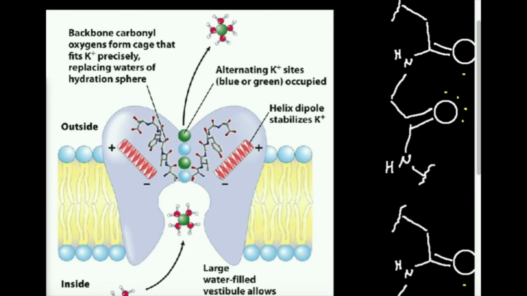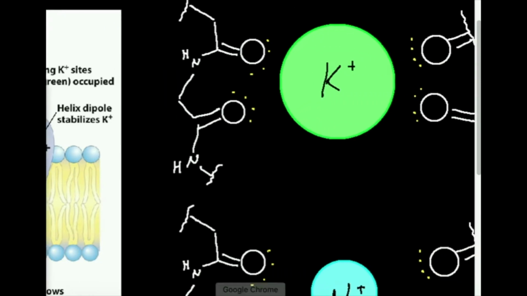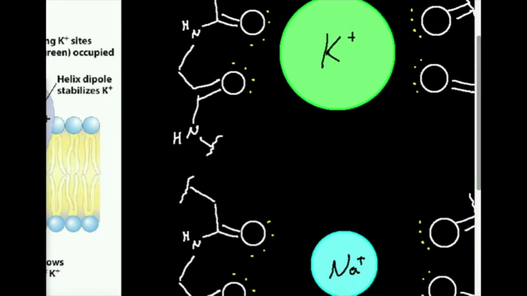The center of the pore is lined with carbonyl groups, which we see enlarged on the right side of the page. These are spaced in a fashion that arranges the oxygens of the carbonyl groups in an almost exact spatial arrangement of a natural hydration shell. Thus, when the water molecules are removed, the potassium ion fits snugly into the channel and is bound in an energetically favorable manner.